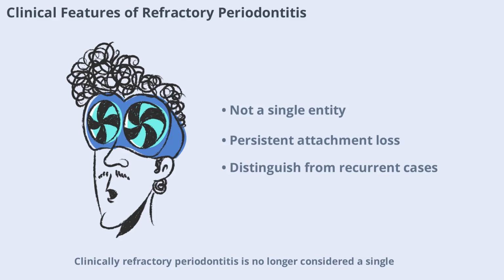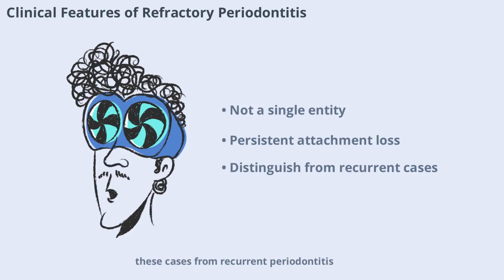Clinically, refractory periodontitis is no longer considered a single disease entity due to the diversity of cases. Instead, the term refractory can be applied to any form of periodontitis that fails to respond to standard therapy. Patients may present with new areas of attachment loss or progressive loss in previously treated sites, often accompanied by persistent bleeding on probing.